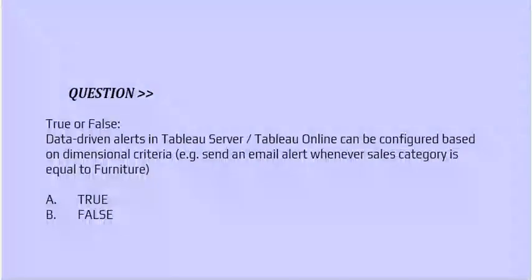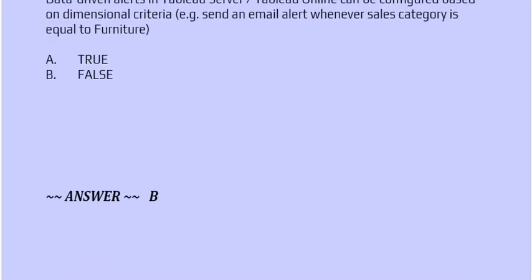Next question is true or false. Data-driven alerts in Tableau Server, Tableau Online can be configured based on dimensional criteria. Example, send an email alert when sales category is equal to furniture. Option A true, option B false. Correct answer is option B false.